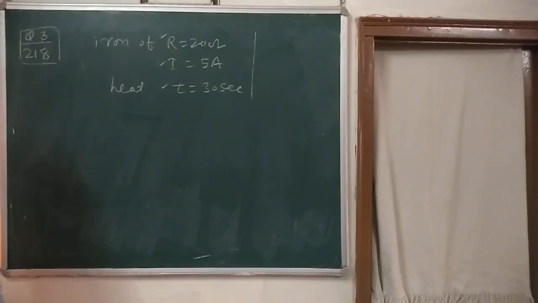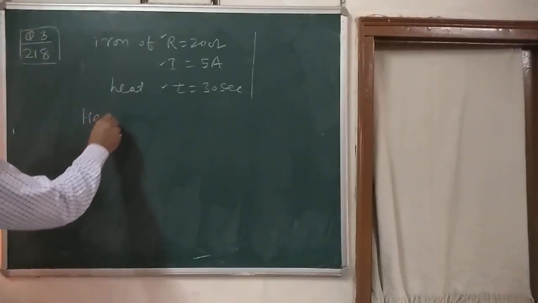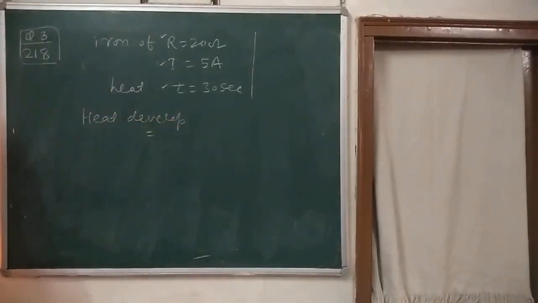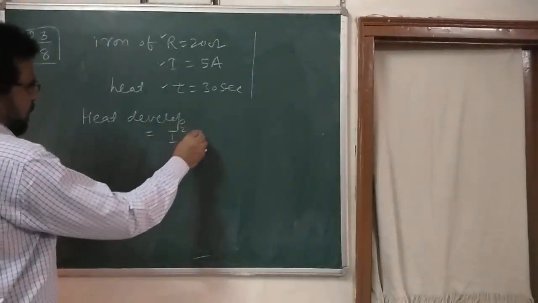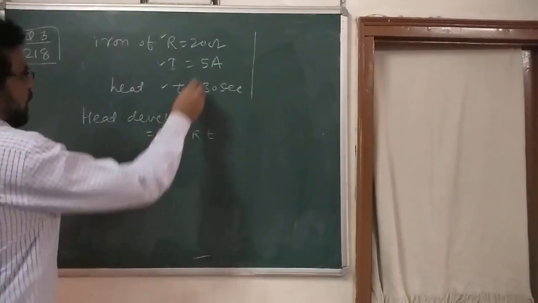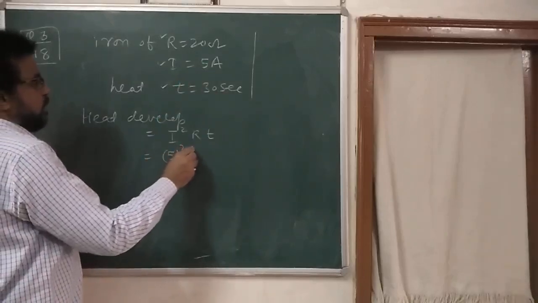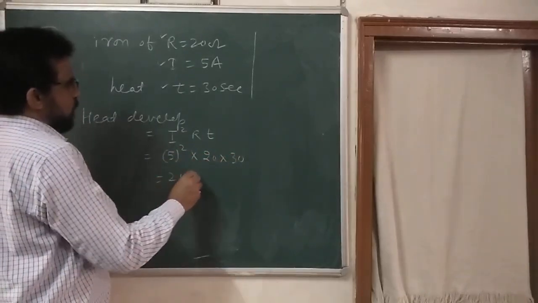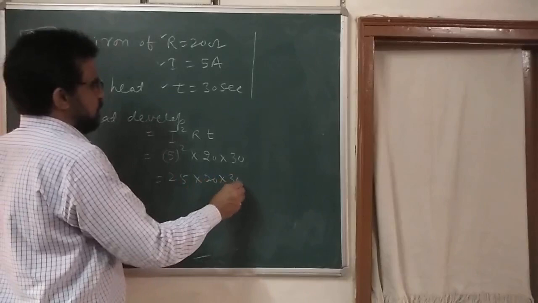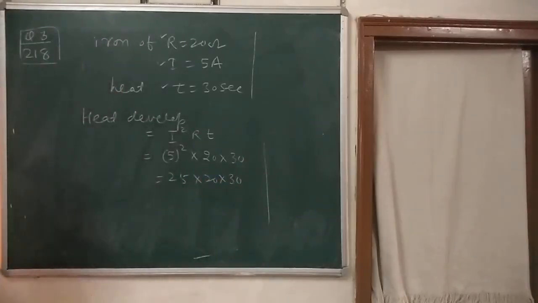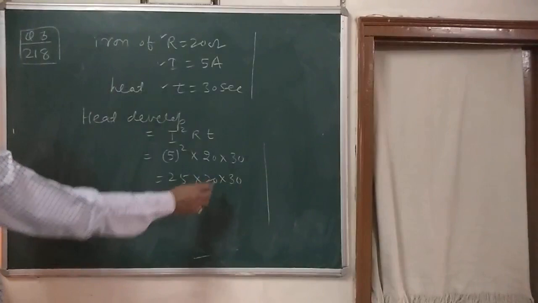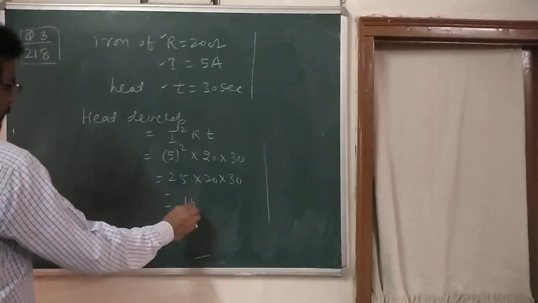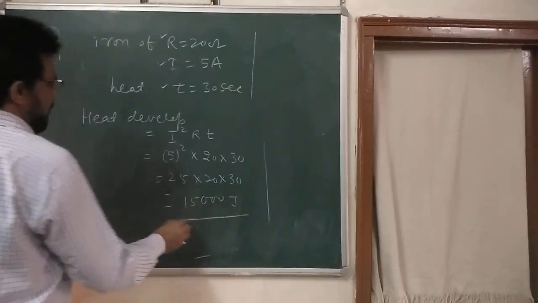What is our formula? Heat developed. The formula is I square RT. I is equal to 5 square, R is 20 and T is 30. So this is 25 into 20 into 30. Multiply it. So what are we getting here? We are getting 15,000 joule. This is the answer.